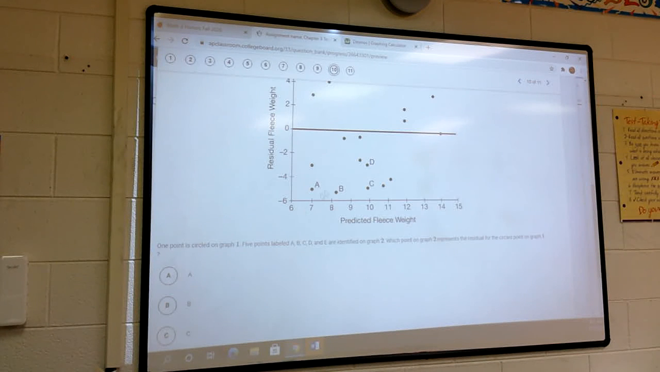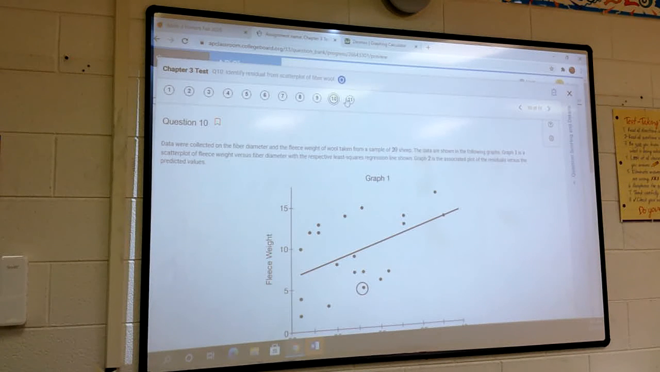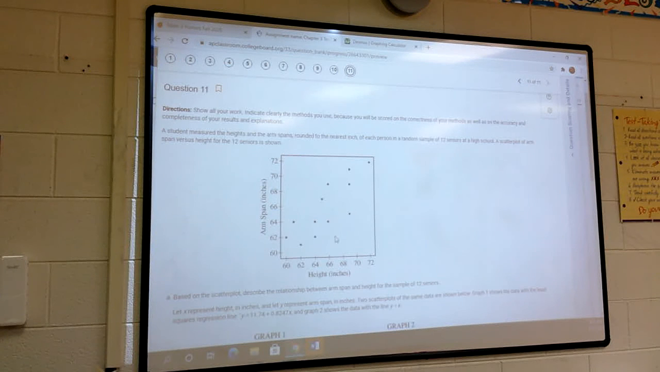It asks you, one point is circled on graph 1. There are 5 points labeled A, B, C, D, and E on graph 2. Which point on graph 2 is the residual for the circled point on graph 1? So remember, residual tells you the actual minus the predicted.